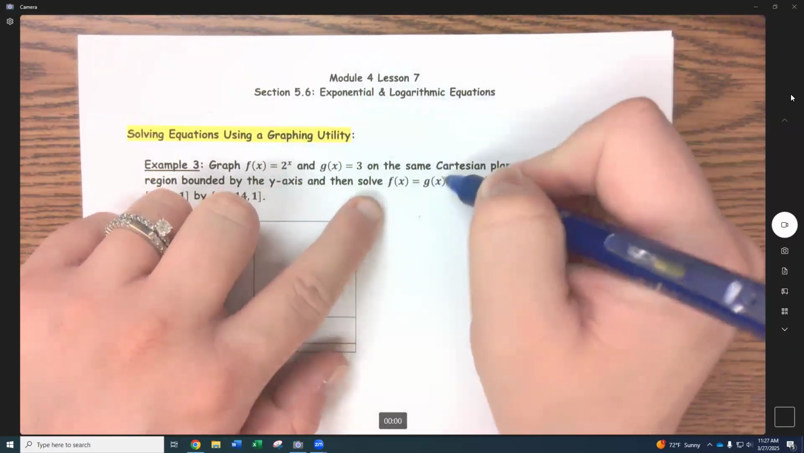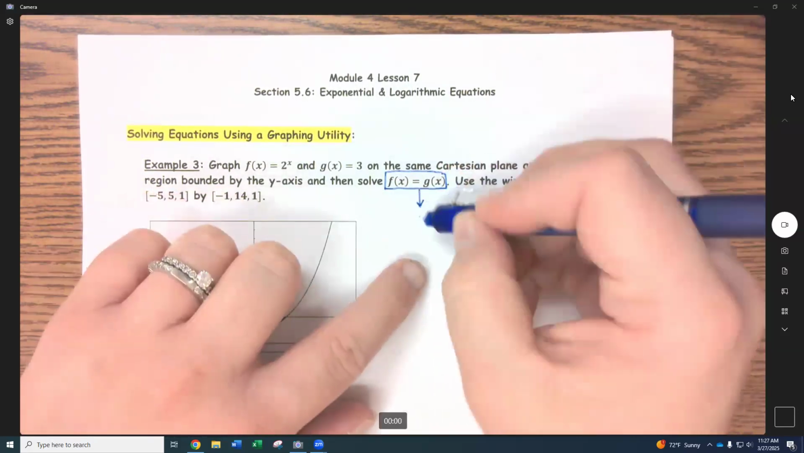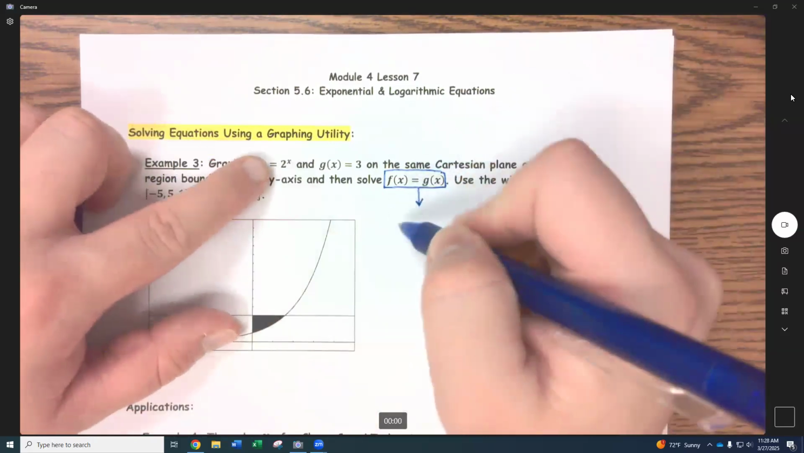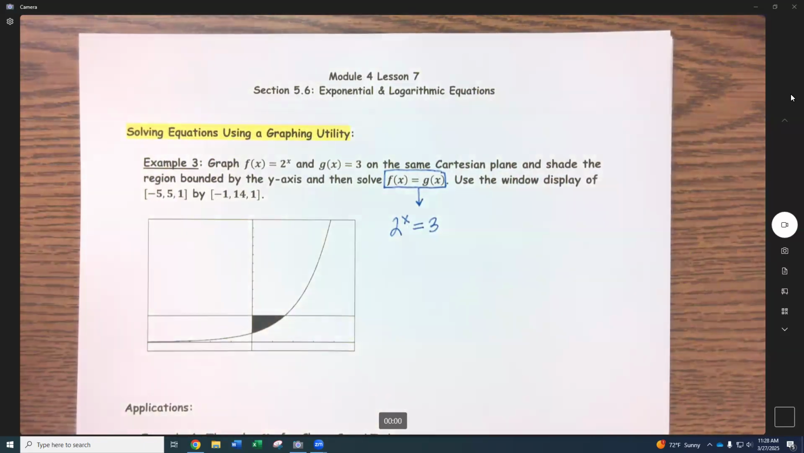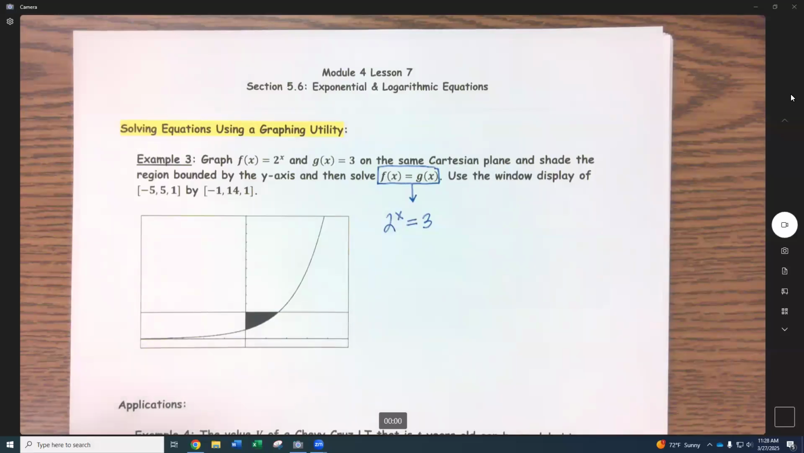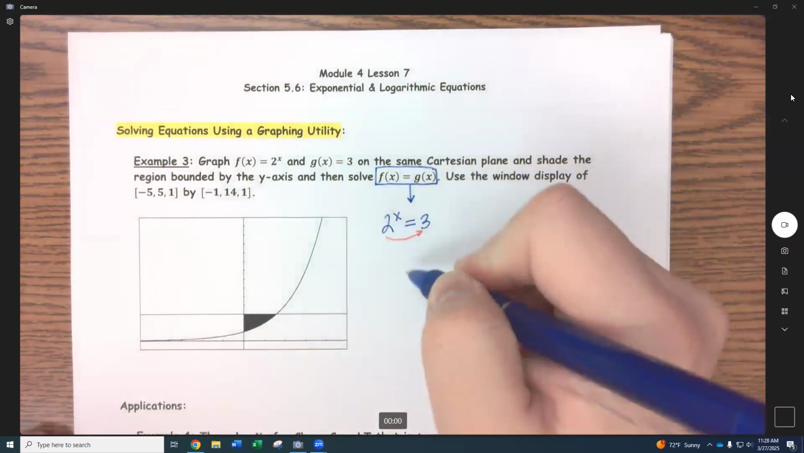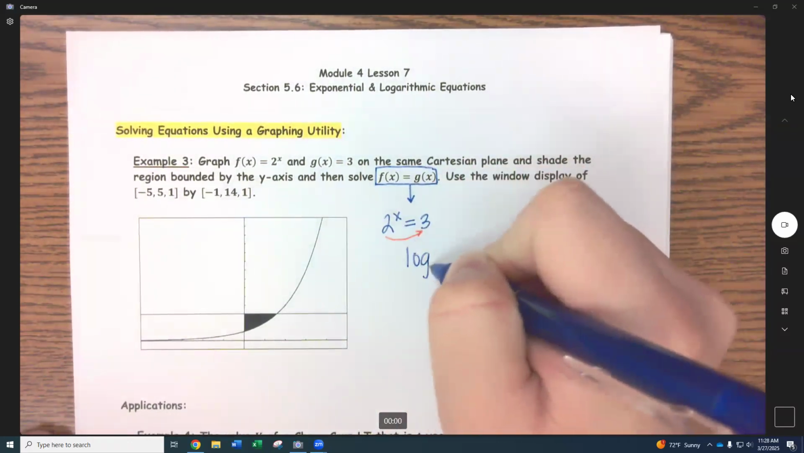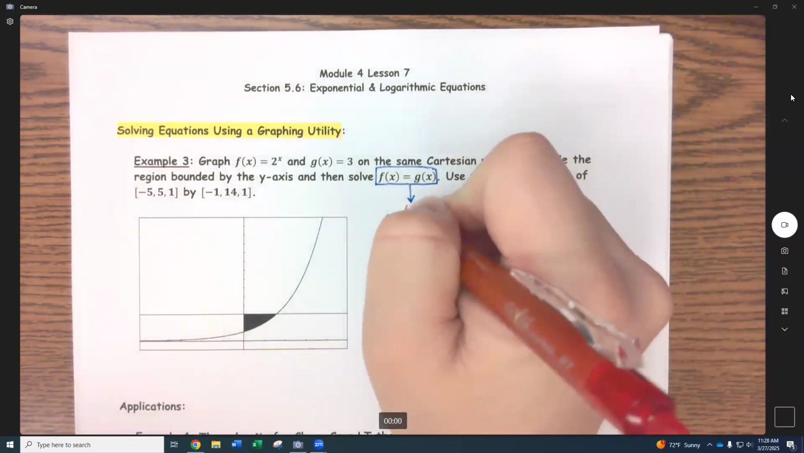When I have f of x equals g of x here, my f of x is 2 to the x, my g of x equals 3. So this is my equation. Now, if I'm solving for x, I have no way of solving for x since it's in that exponent position, so we would rewrite it. And when I rewrite, we would go base and base of your exponential to the other side of the equals. So this is log base 2 of 3, and that equals your exponent.